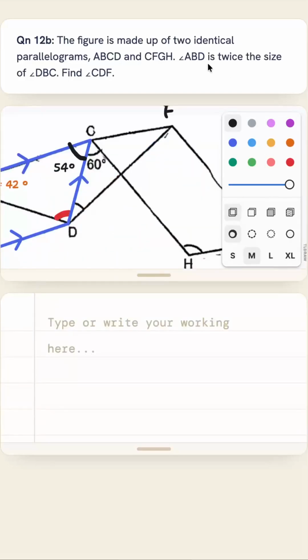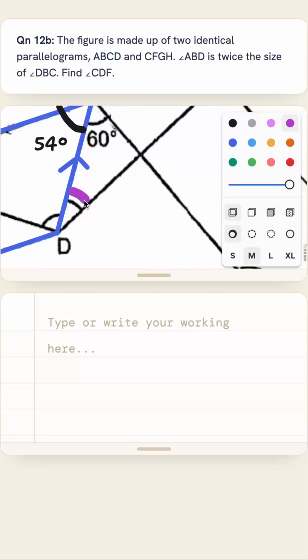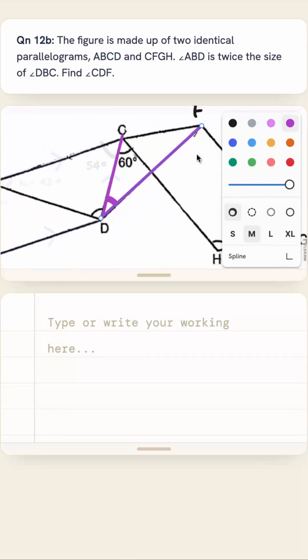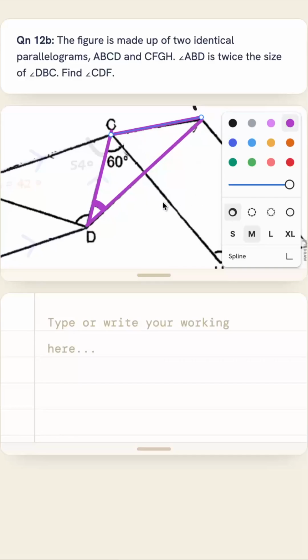All right, so for question 12b, we want to find angle CDF, which in this case over here is this pink angle over here. So how do we get this angle? Or to zoom in. Okay, so what is this angle part of? So this angle is part of the triangle CDF. Okay, so F is at this corner over here. So CDF. Okay, so what is CDF?